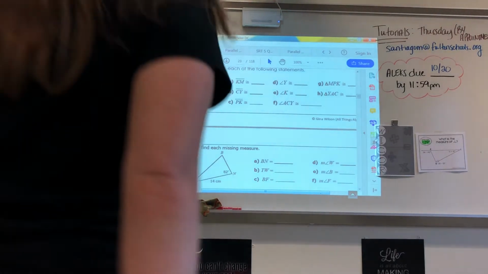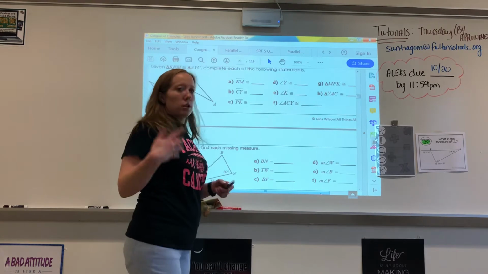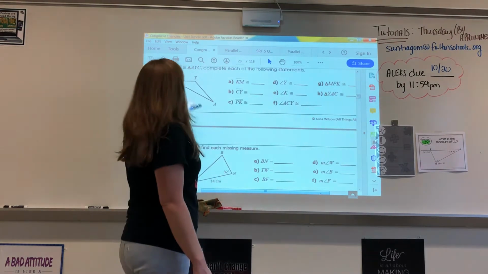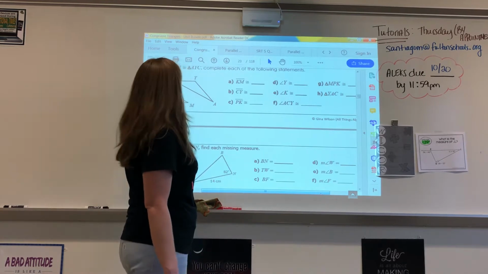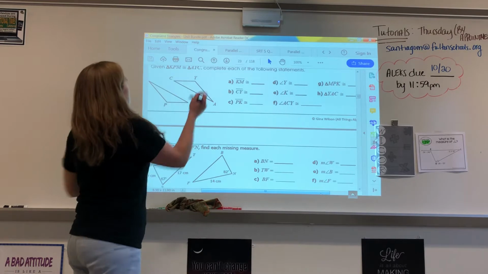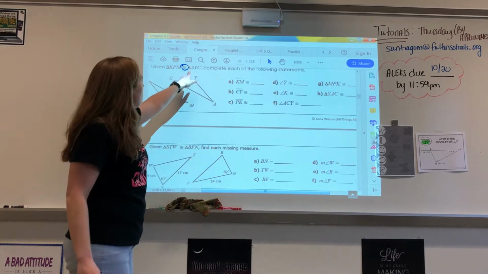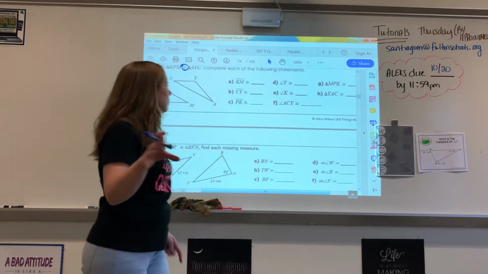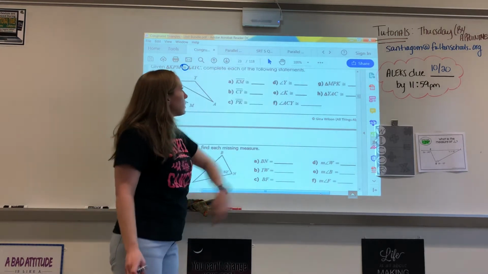Okay, now we're going to apply this prior knowledge that we just learned, this introduction, and now apply it. So if I look at, I don't know what number, this is number 3, I believe. It says given triangle KPM is congruent to triangle AYC. So I know I'm talking about congruency, not similarity. Congruency. Complete each of the following statements.